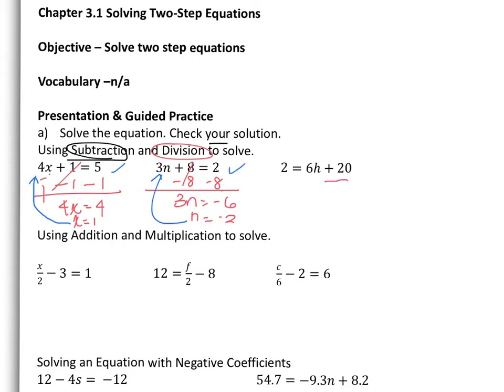Again, subtract 20 from both sides. -18 equals 6h, and h would equal -3. Do a quick check. 6 times -3 is -18, plus 20 is 2. Check.